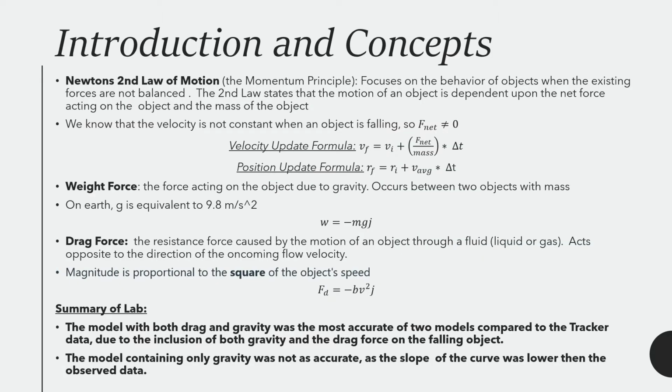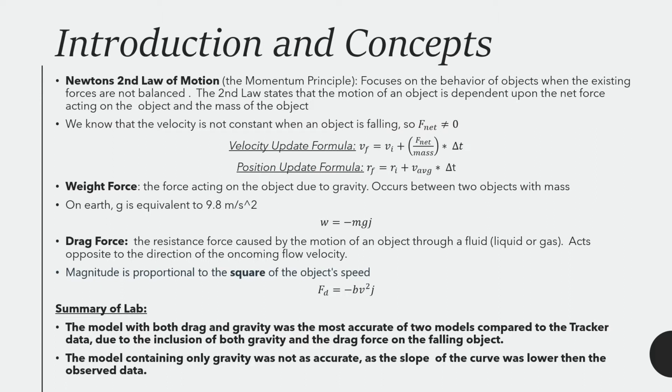As looked at in the first lab, Newton's second law of motion, also known as the momentum principle, focuses on the behavior of an object when existing forces are not balanced. It states that the motion of an object is dependent upon the net force acting on the object and the mass of the object. The two equations that we looked at from Newton's second law are the velocity update formula and the position update formula, as shown here.